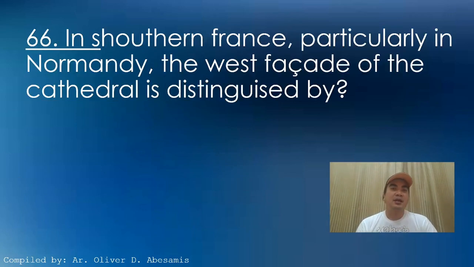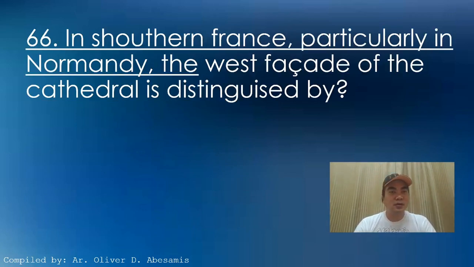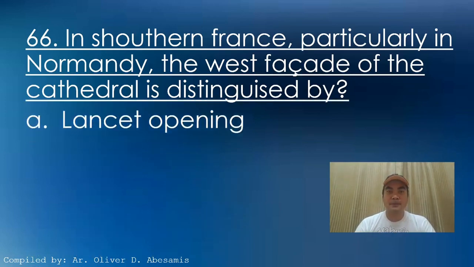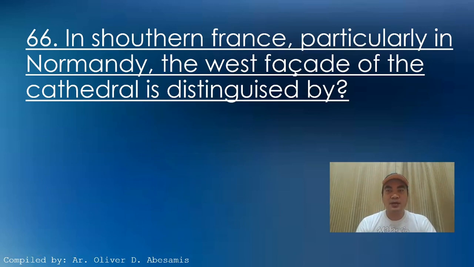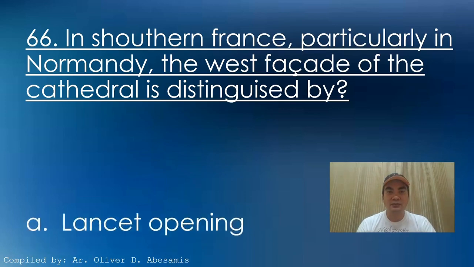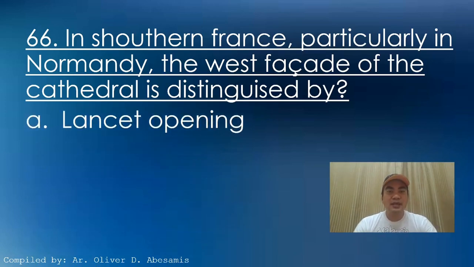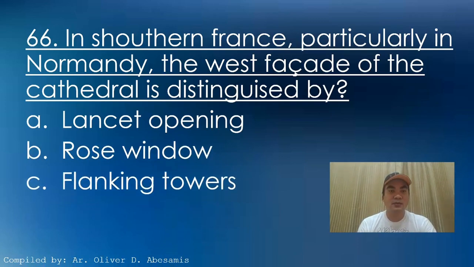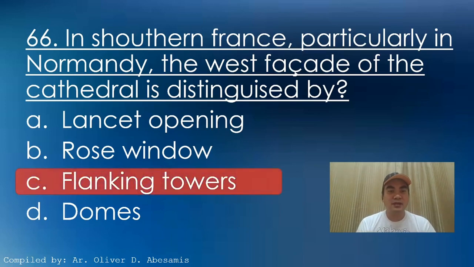66. In southern France, particularly in Normandy, the west facade of the cathedral is distinguished by A. Lancet opening. B. Rose window. C. Flanking towers. D. Domes. Answer. C. Flanking towers.